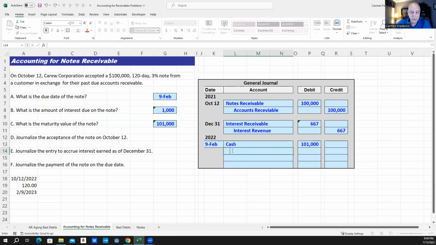What happens? The note receivable comes off the books. Okay, because it's paid off. Again, notes receivable goes on the books as a debit, and comes off the books as a credit. Now the interest receivable comes off the books because now we have the money. So the interest receivable of 667 comes off the books. And we record the remaining interest revenue. Of the $1,000, we've already recorded 667. So the remaining 333 will be earned in the fiscal period 2022.